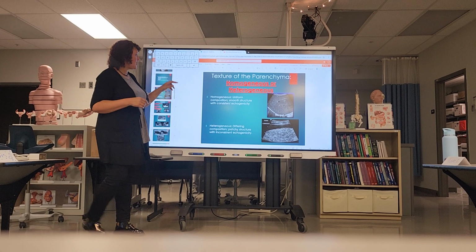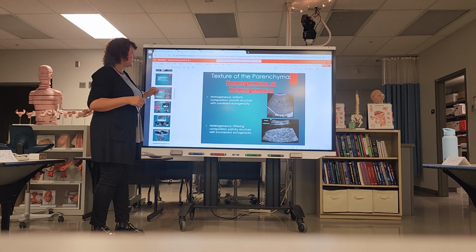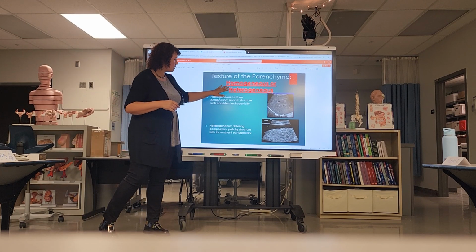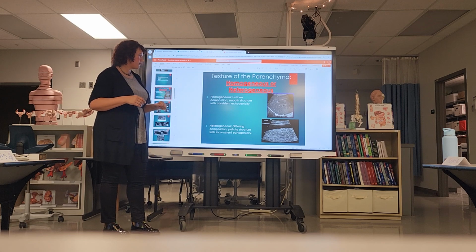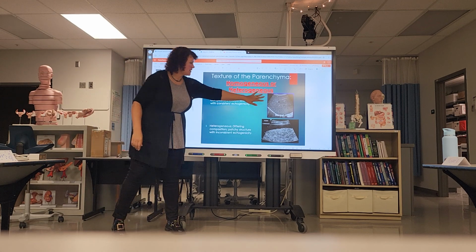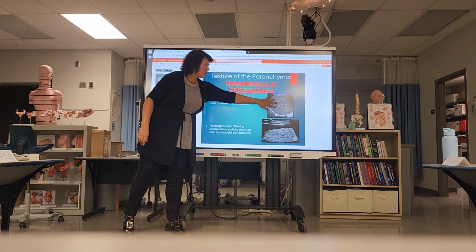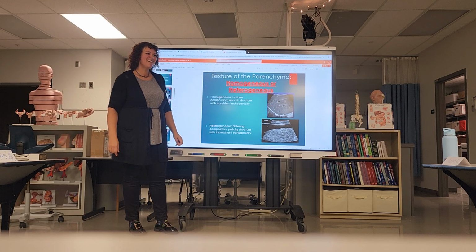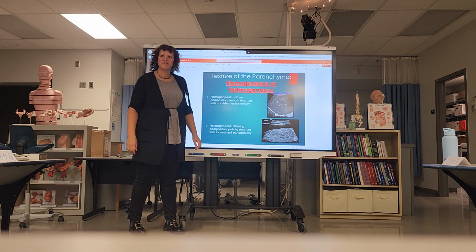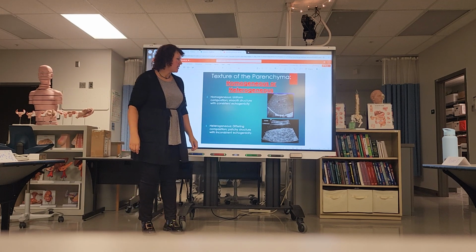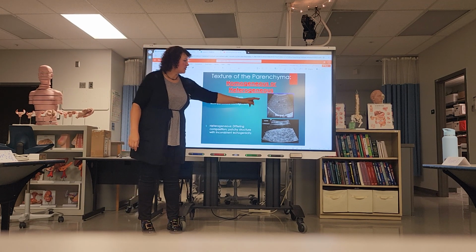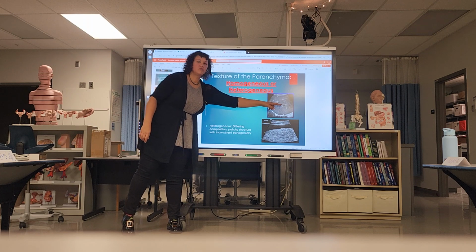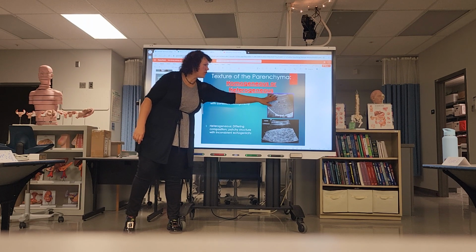All right. So texture of the parenchyma, homogeneous or heterogeneous. So this is an example of a homogeneous liver. Is it? Yeah. That was a question on the test. Oh, okay. The little black circles were making me question myself, but those are the vessels. Yeah, these are normal vessels.